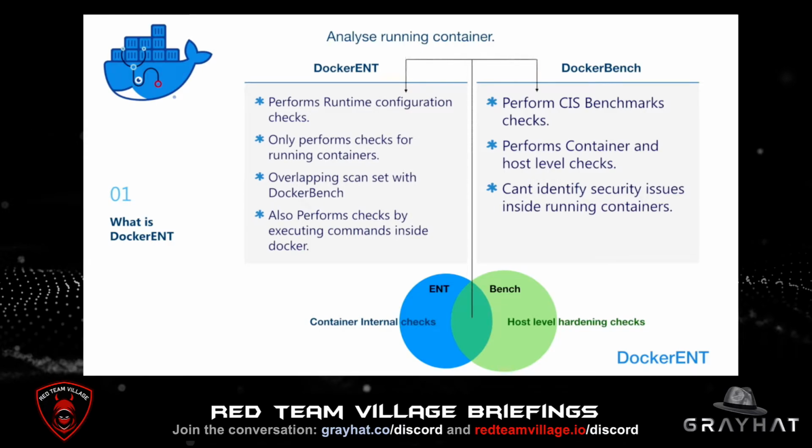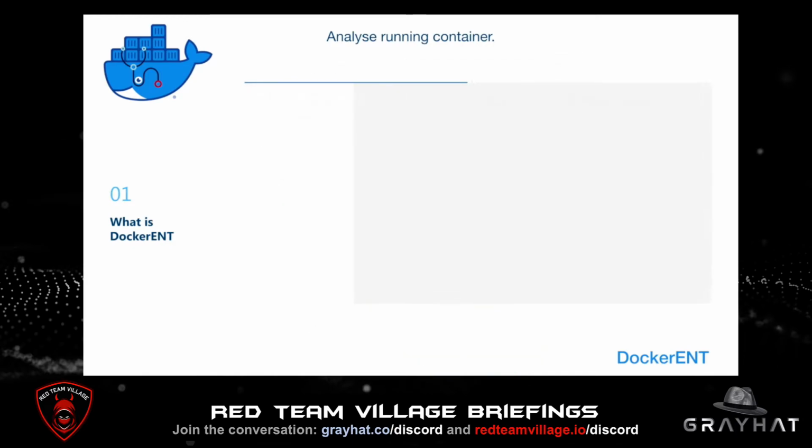But there is some overlap, and the overlap is the runtime CIS benchmark checks only. So that is how this works. This is how DockerENT is actually different from Docker Bench.